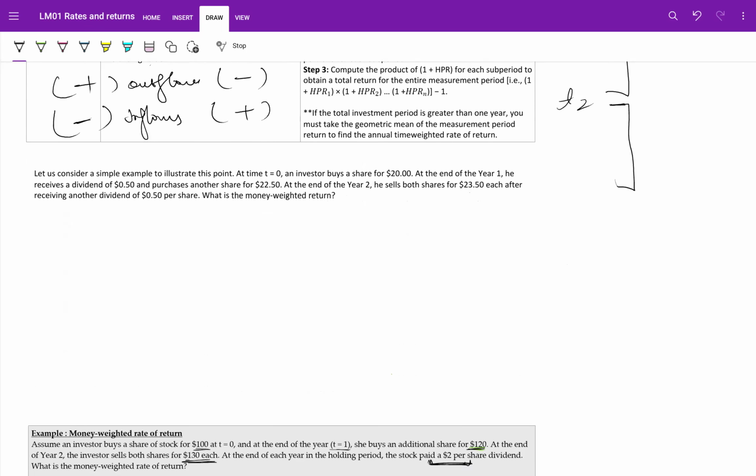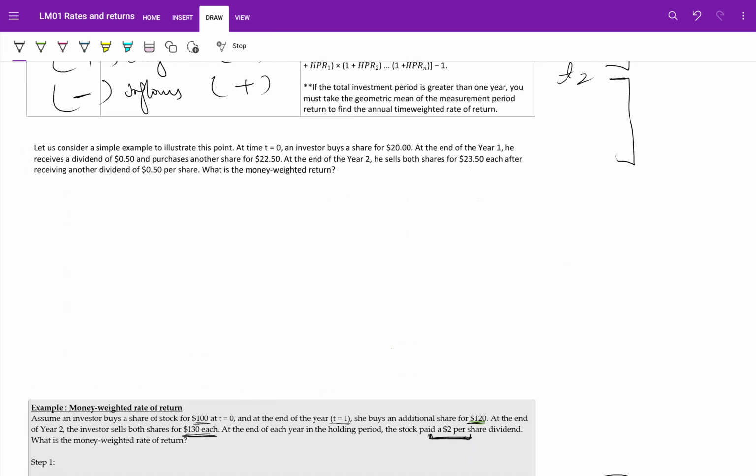What we are going to do is break this down at time zero, at time one, and time two. When we talk about the first share, it was bought for $20. There was a dividend received of $0.50. Then another share was purchased at time one for $22.5, and both of those were sold at time two for $23.5.